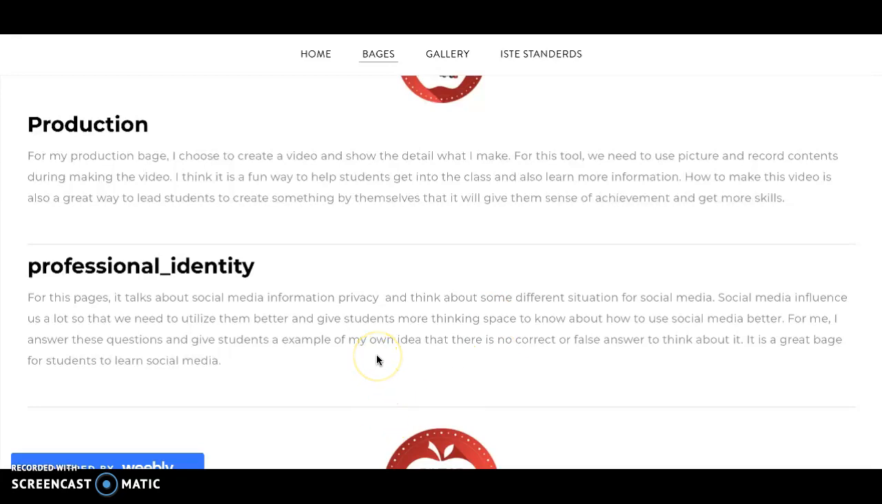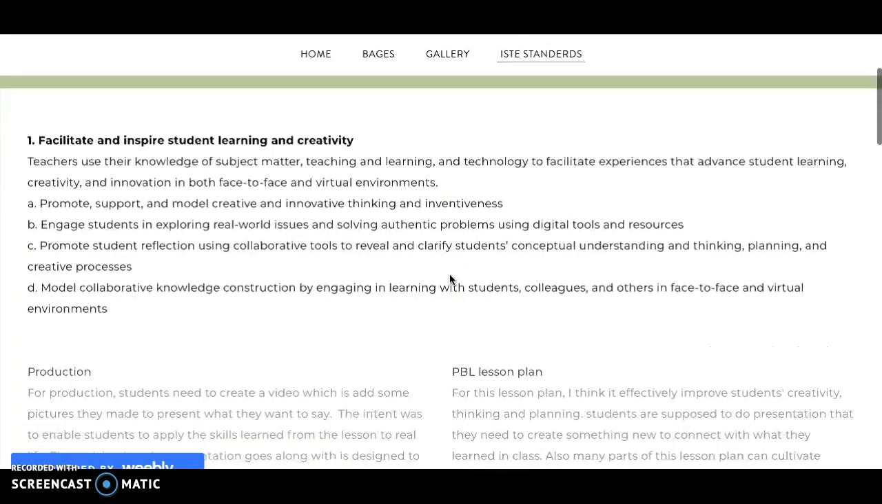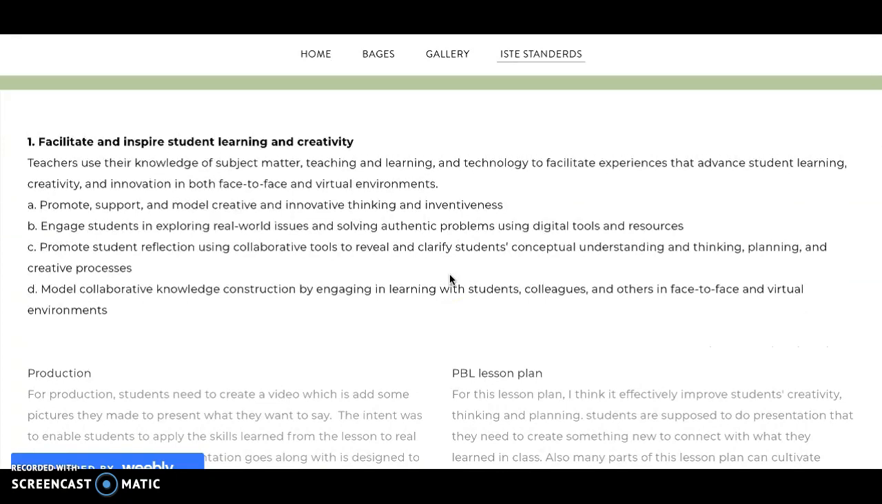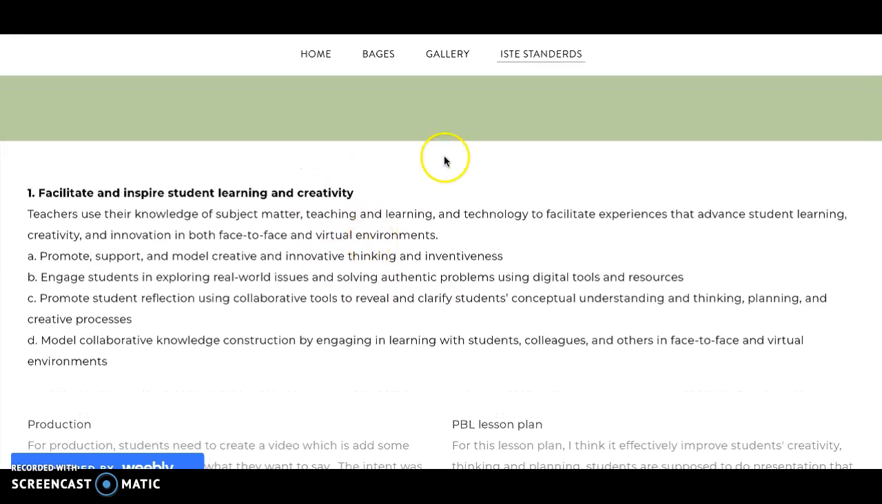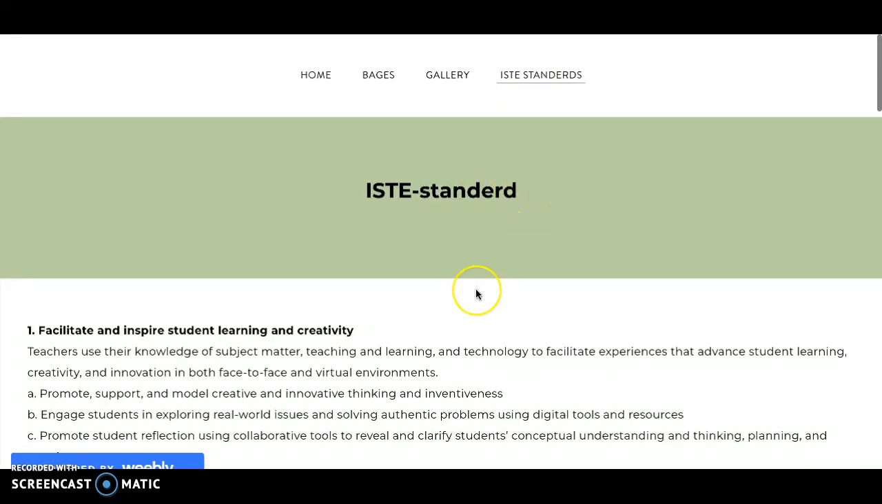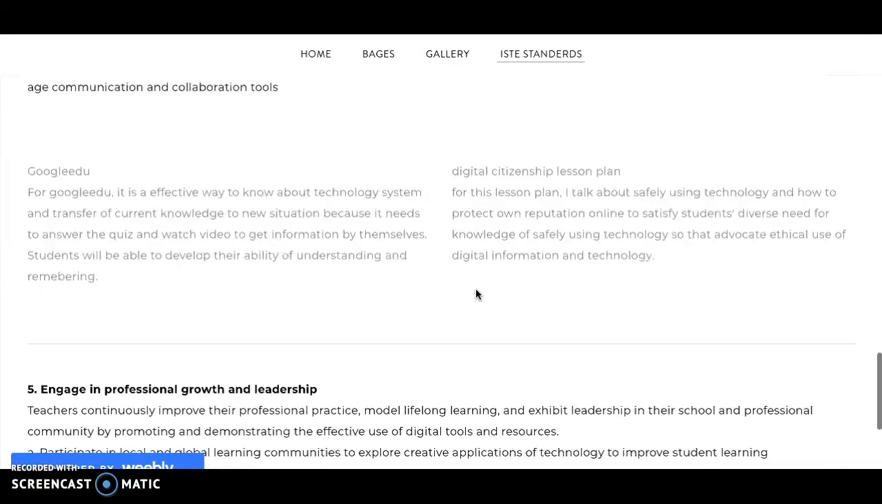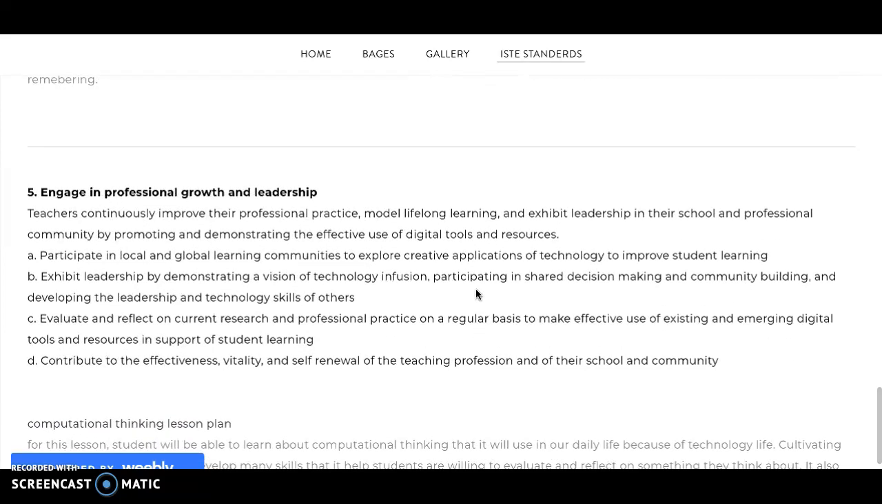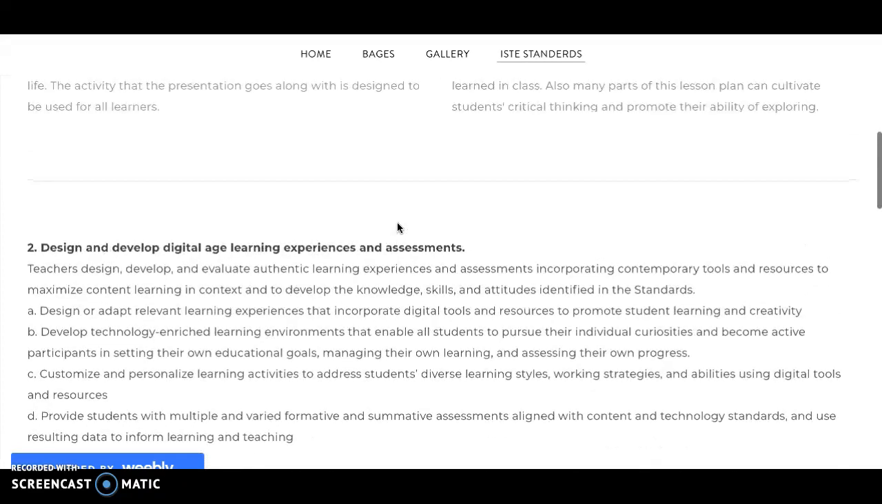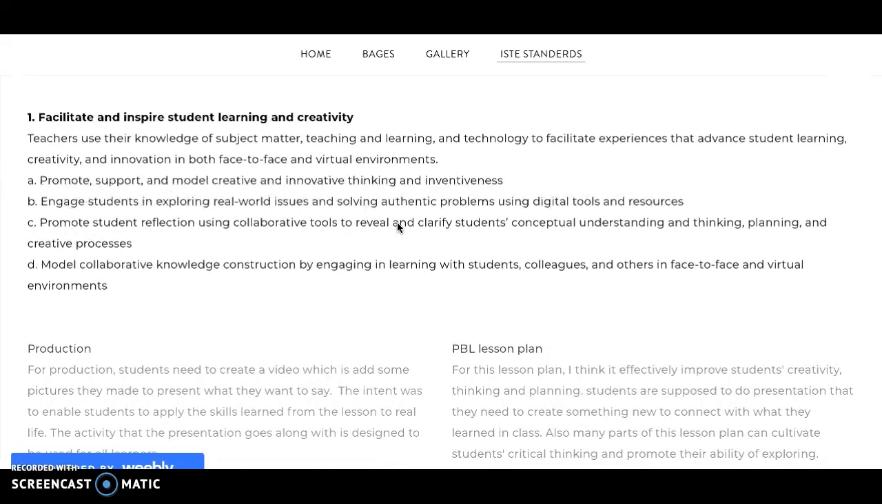So for the reflection, in the future I want to improve many things. I want my teaching to be connected with the ISTE standards, because there are five points in the standard. This is really good. It's really specific, and I think it's a really good resource for me to improve my teaching skills and find many tips on how to help students.